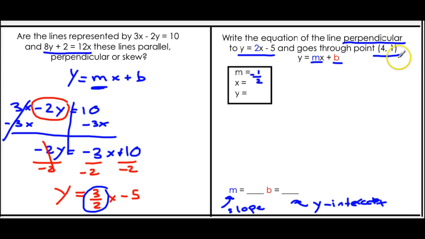We then use our point as our x and y. You might remember this. We do mxy. We use x and y as 4 and 1. And now we plug it into this to find out what b is. So this would just be 1 equals negative 1/2 times 4 plus b. We're going to solve for b, and when we find out what b is, we can write our final equation.